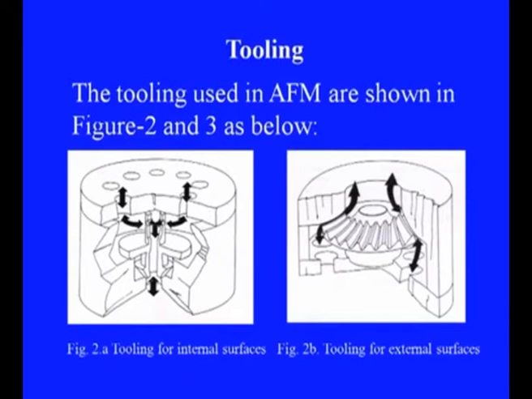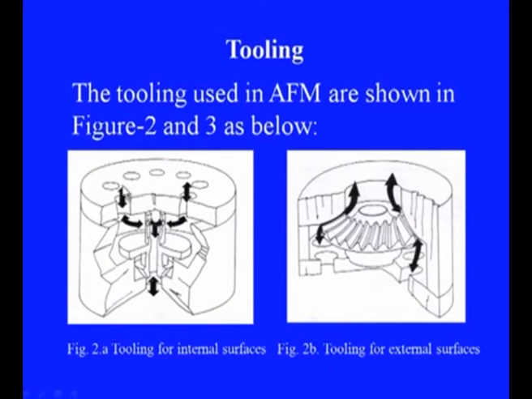Here are some schematics of tooling. So, this is how a tooling is designed. Of course, this one is for internal part finishing and this one is for external finishing of the parts. This is the part to be finished, these are the surfaces to be finished, and this is the media flow which contains the abrasive materials, and while passing through this it causes abrasion on these surfaces and thereby improves the finish of these surfaces.